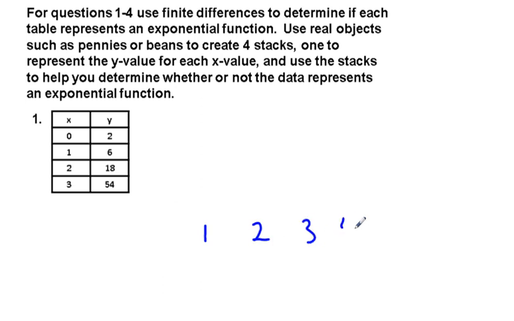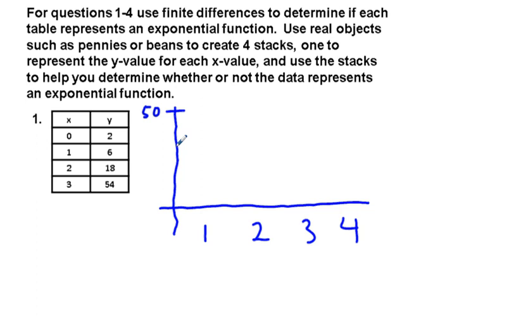and we create 4 stacks, we're going to be able to see that. Instead of using pennies, I'm just going to make a little histogram here. So we're getting these lines straight. And so our maximum value is 54. So we'll call this 50 right here. And then halfway between 50 and the axis would be 25. And then we should be able to get pretty close based on those numbers.